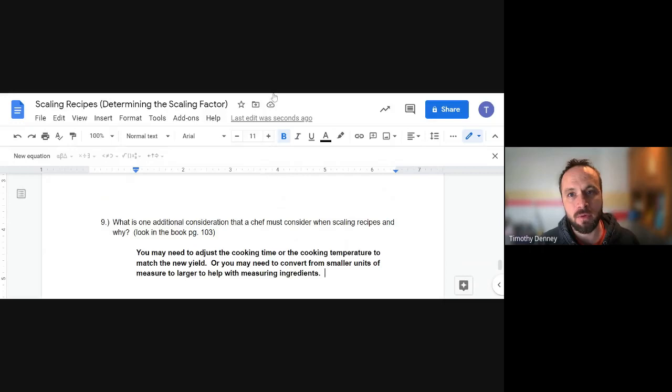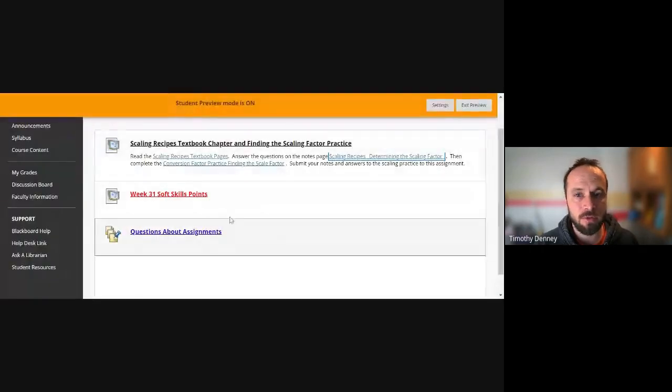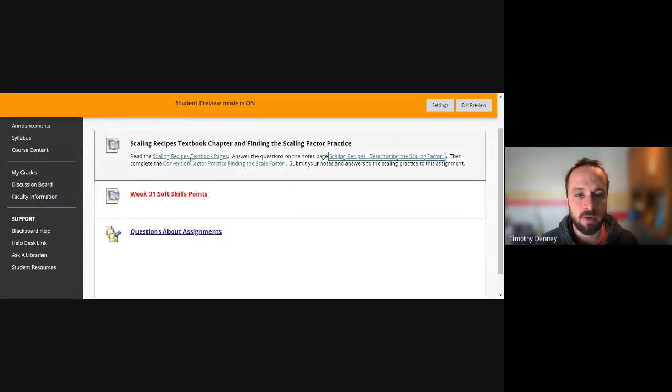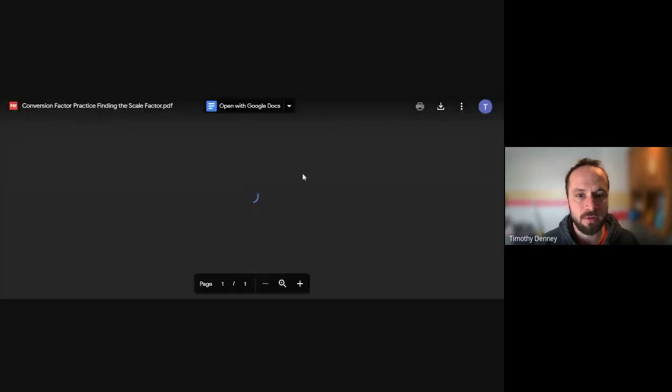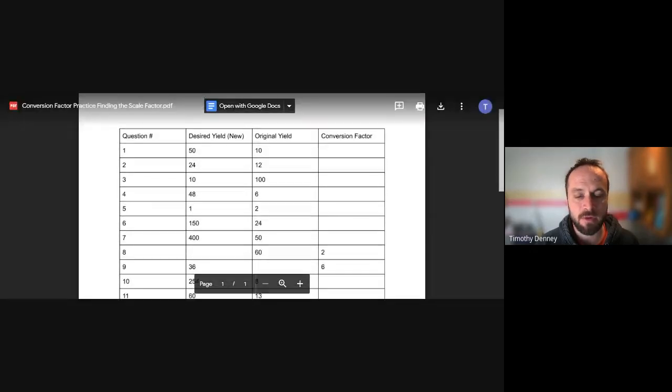All right, so those are the notes. After you're done with completing the notes, you will turn those in under week 31 in this assignment, but you also need to turn in this little practice thing. Click on the practice. It's essentially a table that you just have to fill in the missing piece of information. Most of the missing pieces of information are just conversion factors.